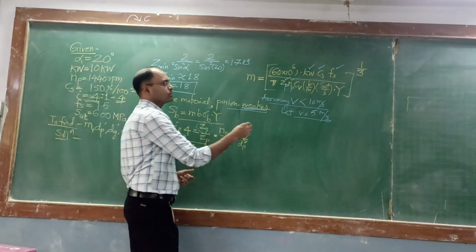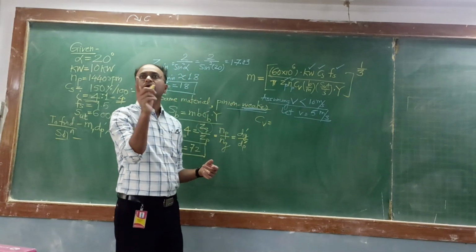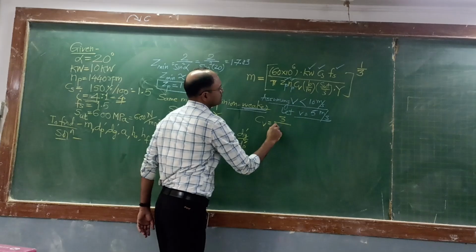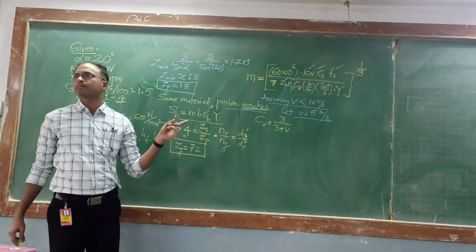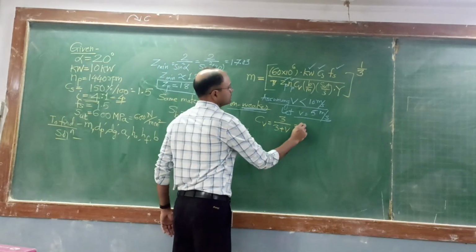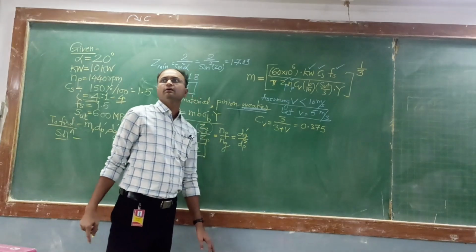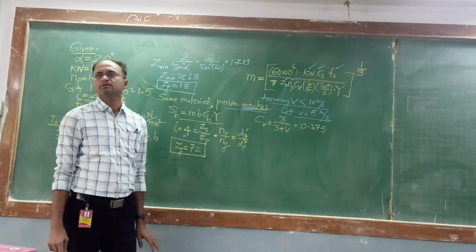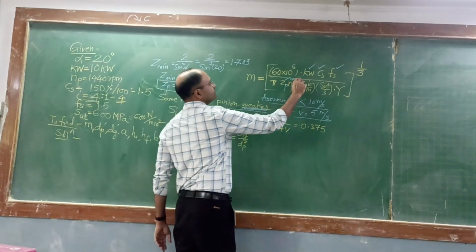So what is the equation for Cv then? Cv is equal to, yes everyone? 3 upon 3 plus v is the equation for Cv. Putting v is equal to 5 meter per second, 0.375. All of you take out calculators. Later on you have to do this calculation also. So now Cv is obtained.